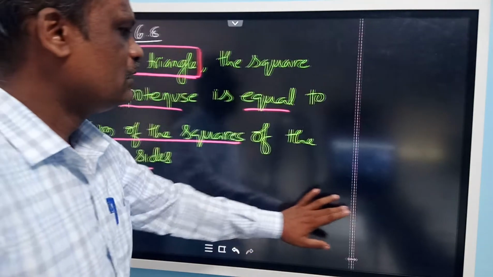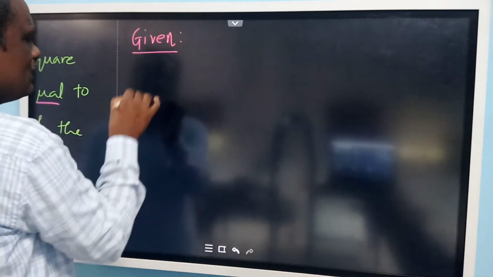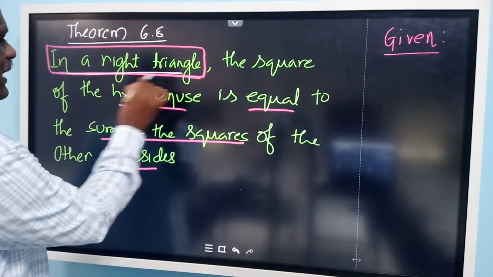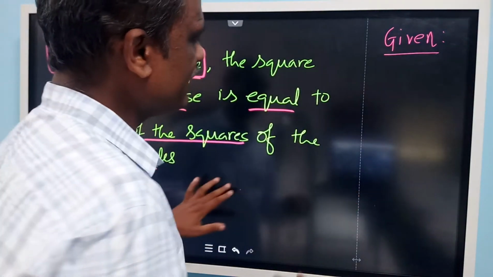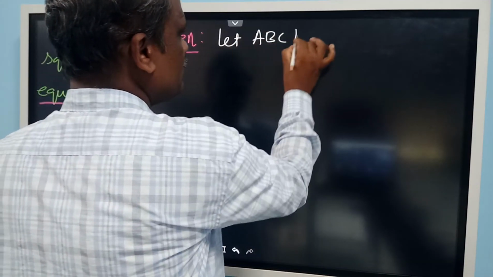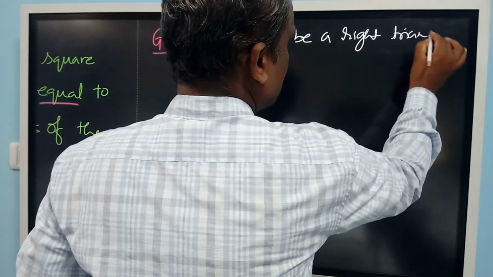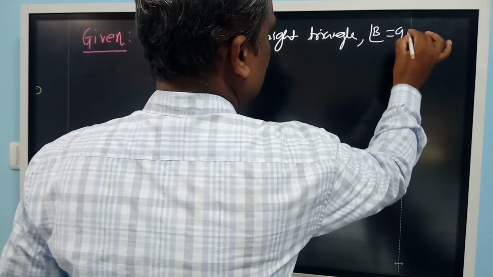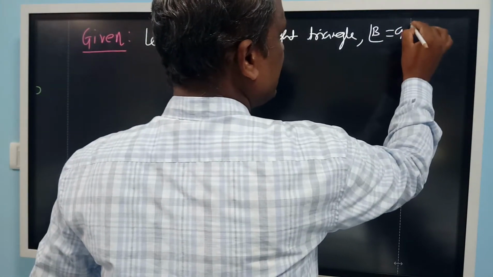So let us write what is given in this statement. What we have to prove, what is given. It is given that in a right angle triangle, that means let us consider one triangle. Let ABC be a right angle triangle with the angle B equal to 90 degrees. So we have taken angle B is equal to 90 degrees.